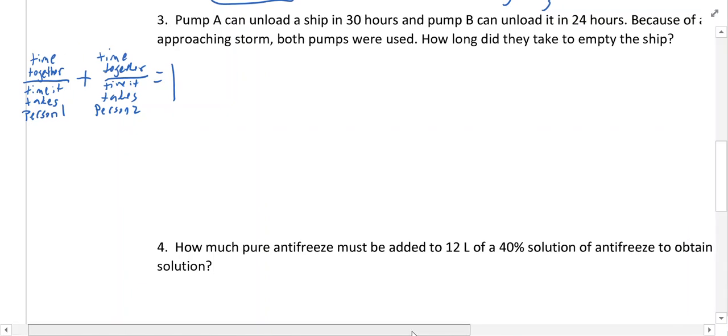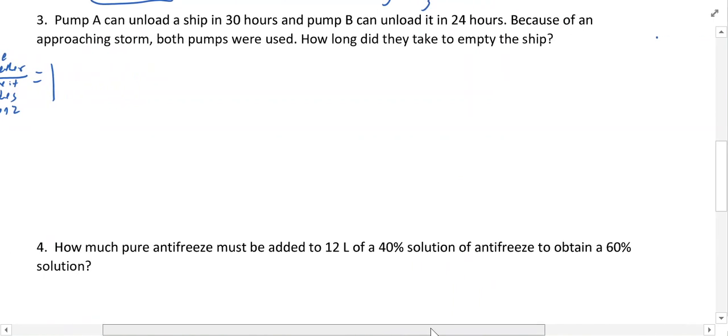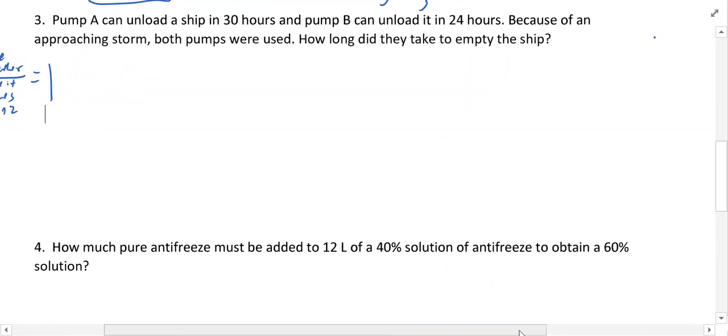Now that we know our general equation, let's go back to the problem. Pump A can unload a ship in 30 hours. Pump B can unload it in 24 hours. Because of an approaching storm, both pumps are used. How long did they take to empty the ship? They want to know how long it took both of them working together. So we're going to say let x equal the time it takes both of them together to empty the ship. All right, so pump A.